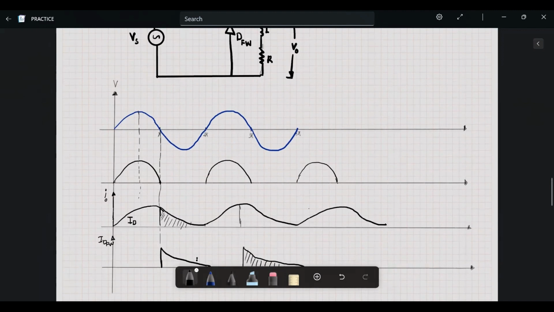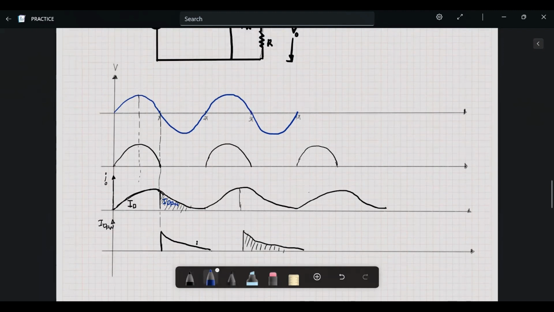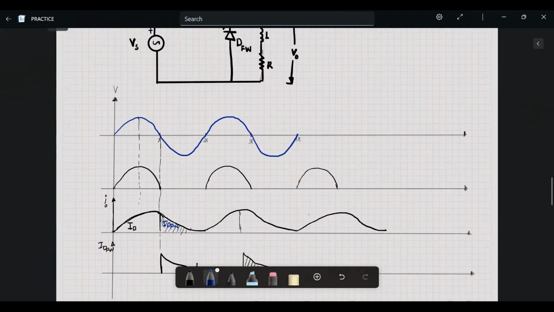If you notice, this current here is the current that conducts when the applied voltage is positive, as you can see, when this guy is positive. This is the current here that you have. And then this one here, on the other side, is the current that passes through the freewheeling diode, so ID FW. These two make up the two currents that we need in the circuit. And then this is the output voltage, the V output.